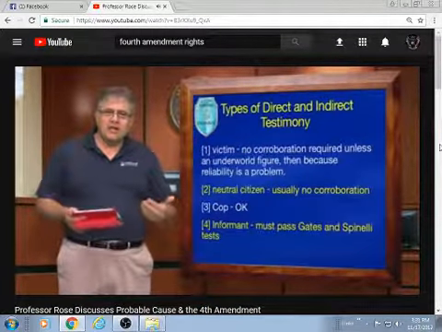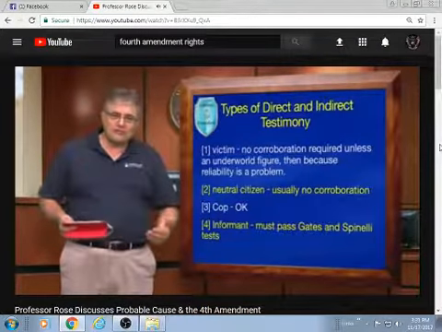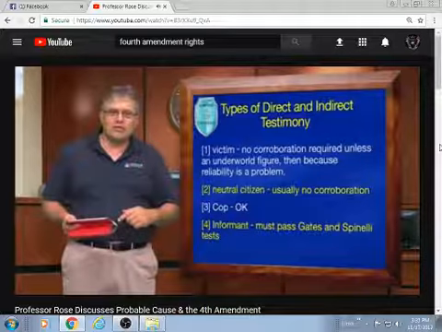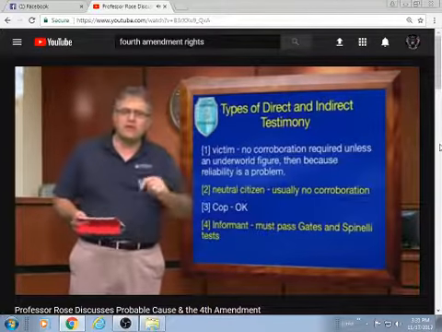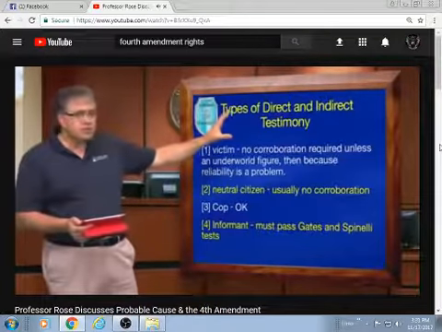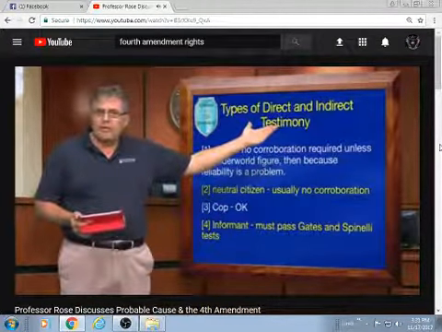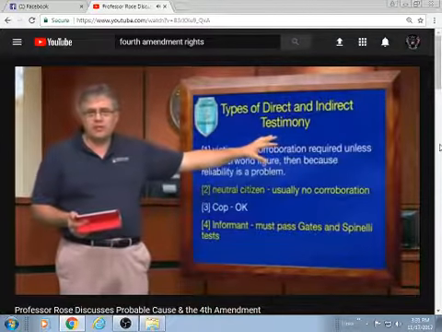Quite often, individuals who are involved in criminal activities themselves have a reason to either point the finger at someone else or to give the government something for their own benefit. So you've got to be aware of that. Neutral citizens. A neutral citizen is sufficient. No corroboration required. Cops are also okay.